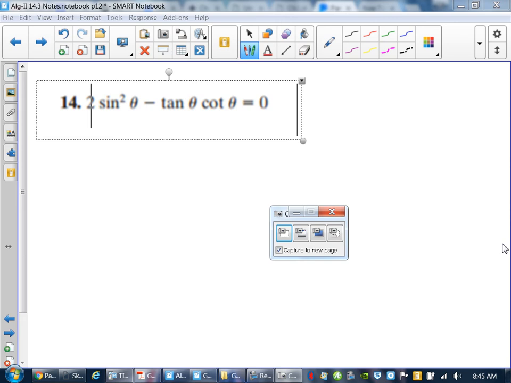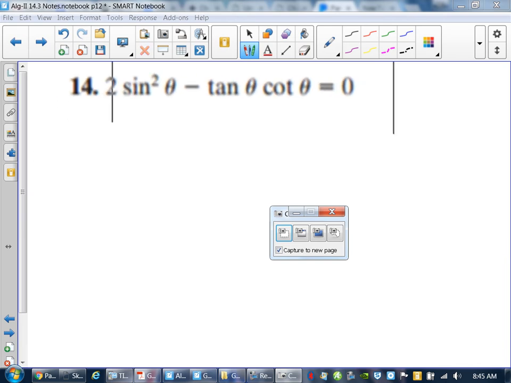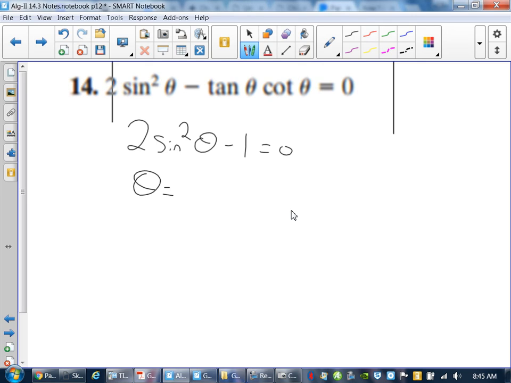What's tangent times cotangent? Oh man. Why are you hitting my head? I was like, sine over cosine. Yep. Sine over cosine. 2 sine squared minus 1 is 0. What angle has a sine of plus or minus 1 over root 2? So that'll be at your 45s. Are you serious?